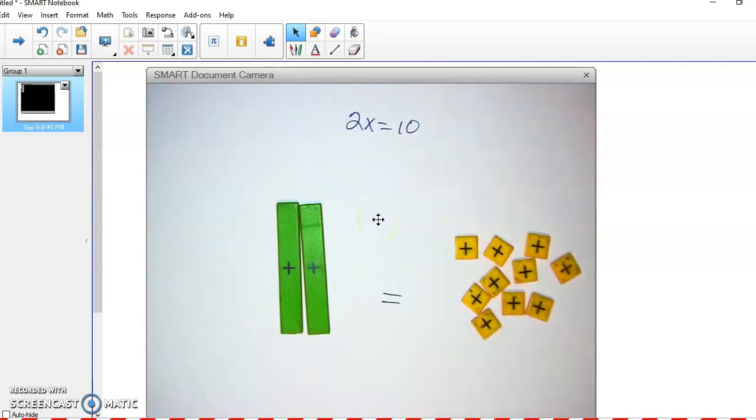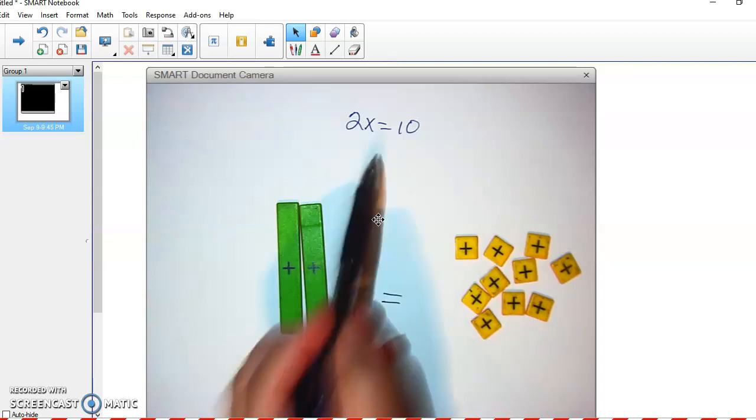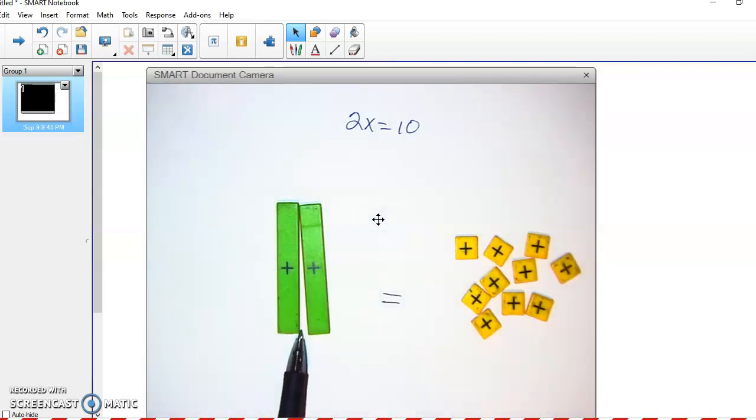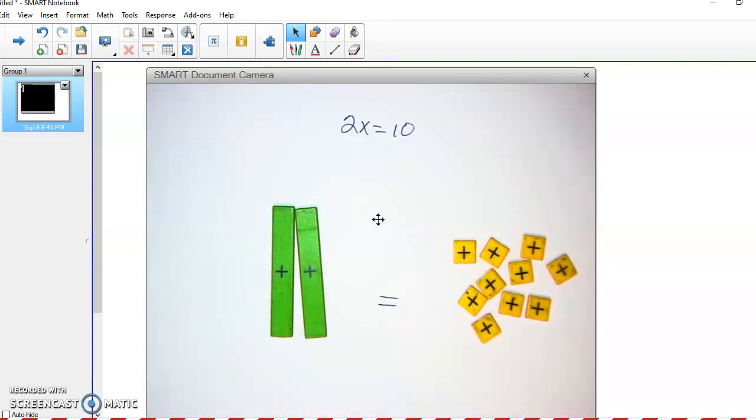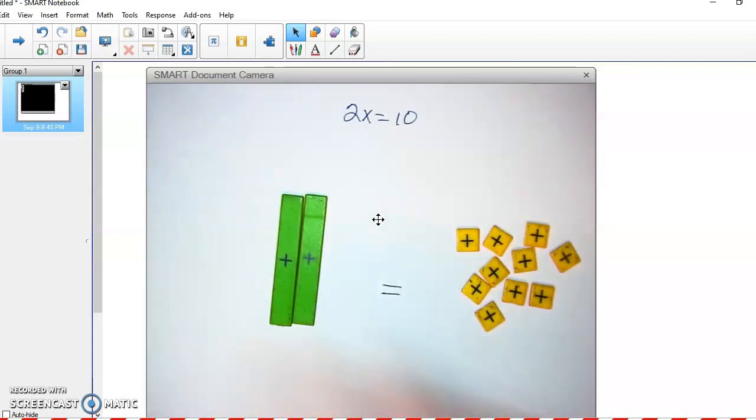Okay, now we're going to solve one-step equations using multiplication or division. So I have it set up where we have 2x over here and that it equals 10. Basically, to solve it with the tiles, think about this. You still want to isolate that variable.